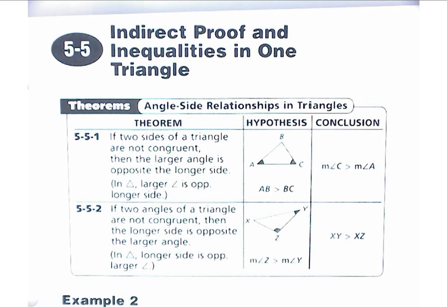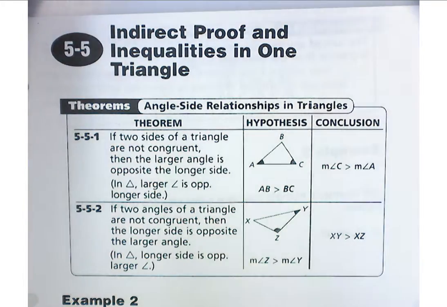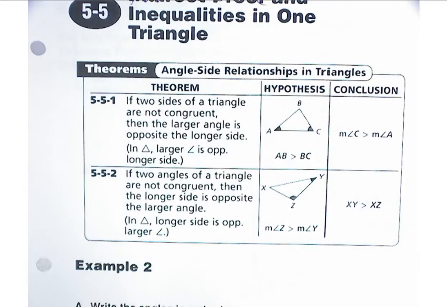So for 5-5, we are just going to focus on inequalities of the triangle. We're not going to be doing the indirect proof. Okay, so we're not going to be doing that part of it.